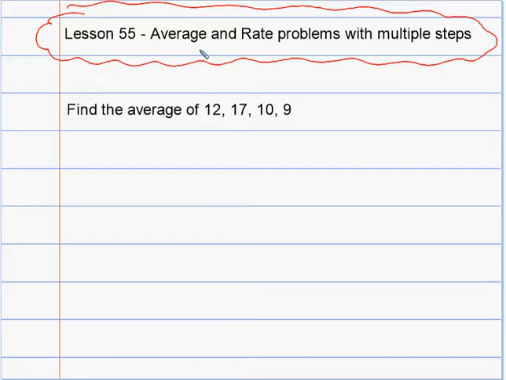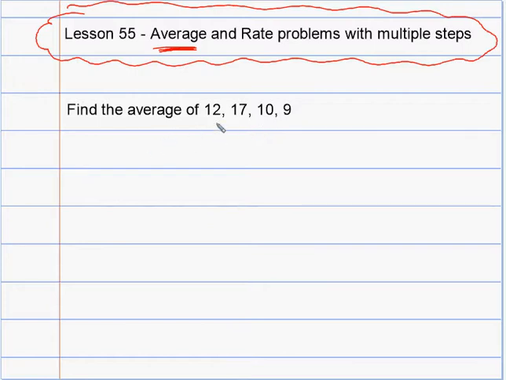Today we'll talk about average and rate problems with multiple steps. We're going to focus on the average problems. The rate problems, you're going to find a unit rate and then compare, or find a unit rate and then do something with that. And I believe that you can work through those on your own. It's the average problems that are going to create some concerns for us. So we're going to start by finding the average.